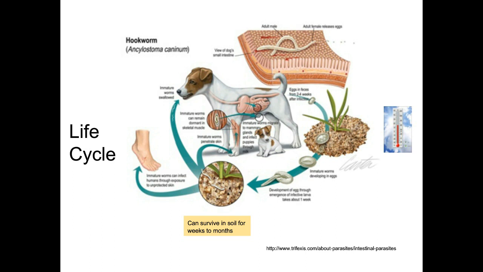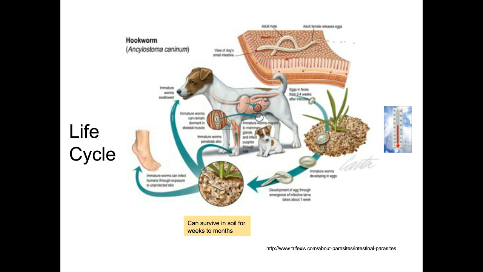through the milk onto their offspring. And then they also can climb up the grass and the soil, and then they can pass through the fecal-oral route too. So that's often how they get it, but it also can pass through the mother's milk too.